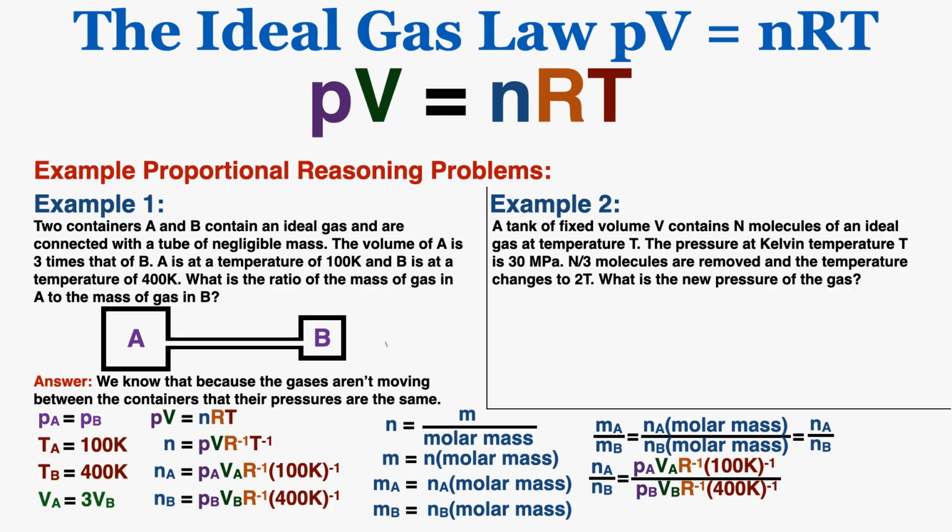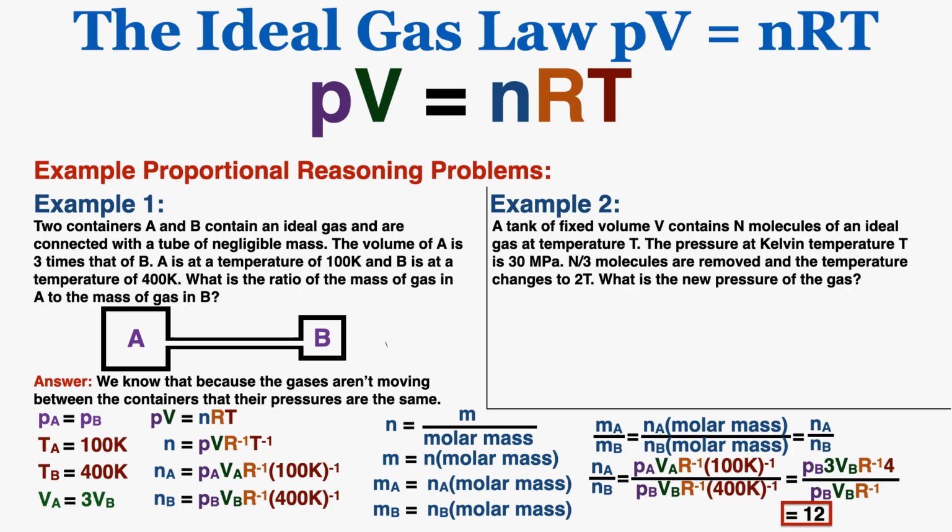So I rewrite that using the equations I have for Na and Nb, and I'll write those equations entirely in terms of the variables for B. I know that the pressure of A is equal to the pressure of B, and the volume of A is equal to 3 times the volume of B, so I can replace those. And I also have 1 over 100 over 1 over 400, which is just equal to 4 in the numerator. And I can now cancel a bunch of stuff out because there's a lot that appears in the numerator and denominator, and when I cancel that out, I get a final answer of 12. So the ratio of mass A to mass B is 12. There's 12 times as much mass in container A as in container B.